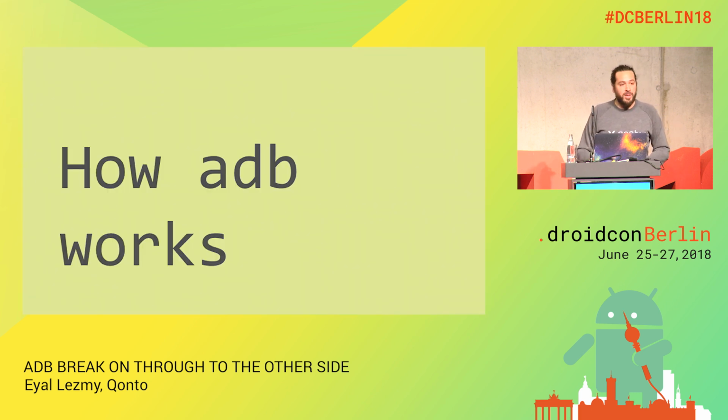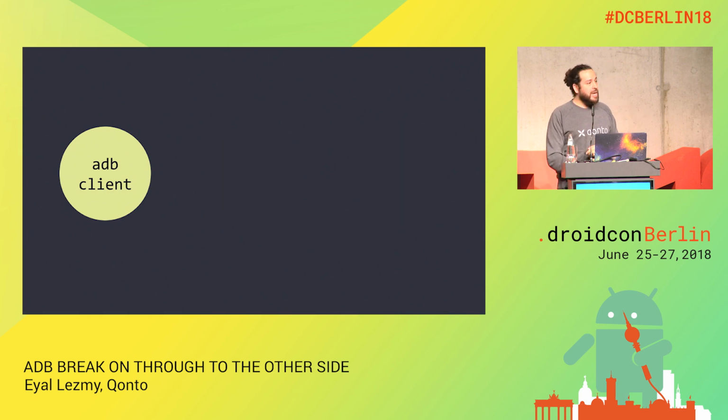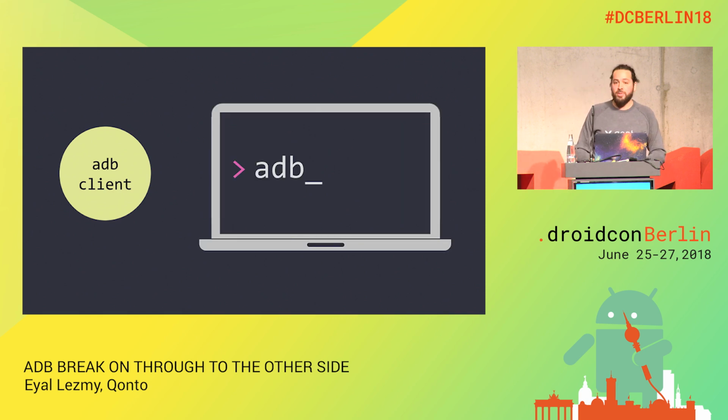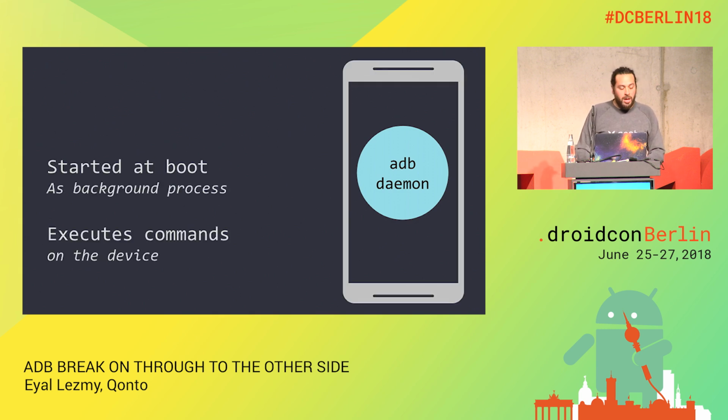Anyway, how is ADB working? You have three parts in ADB: the client, the server, and the daemon. The ADB client is the command line tool that you are using. So when you are typing adb something in your terminal, you are instantiating and running the ADB client. On the other side, you have the ADB daemon. This daemon is running on a device. It's started by the Android system as a background process. And the role of this daemon is to execute your orders on the device, whatever order you ask.